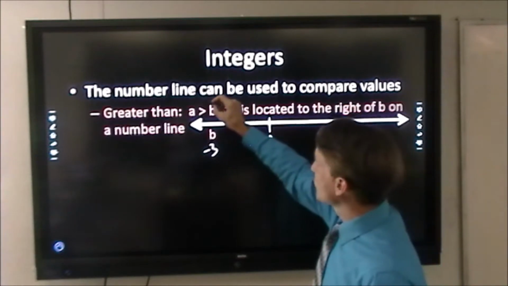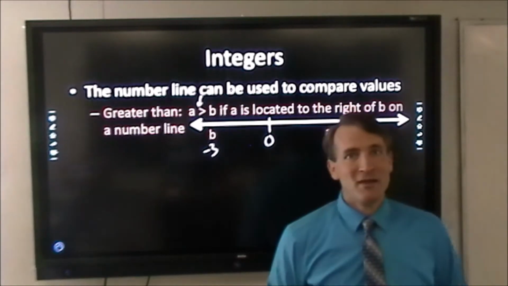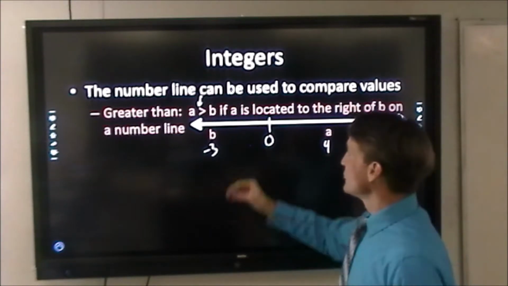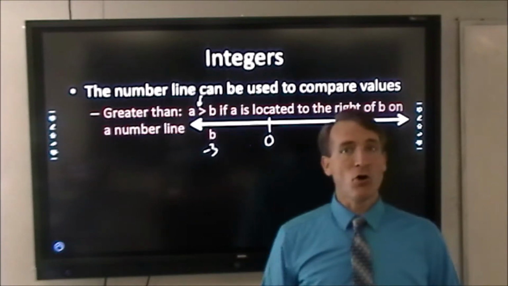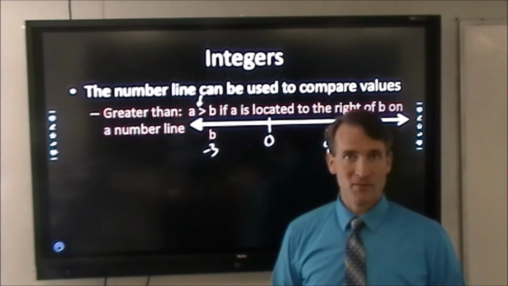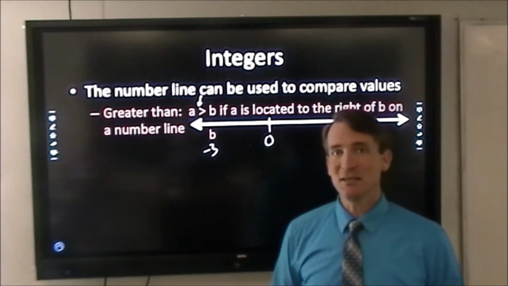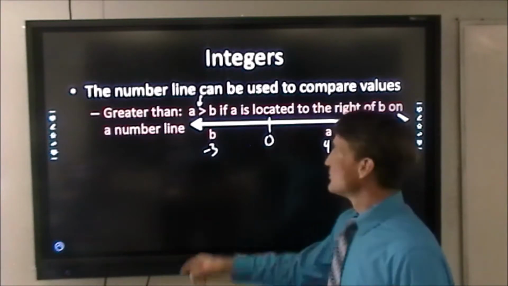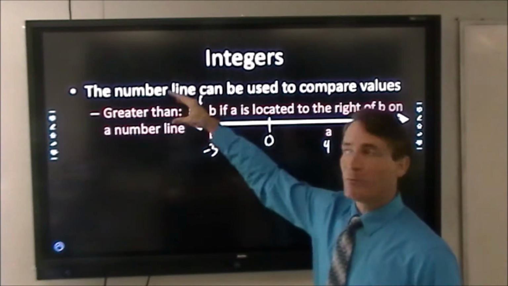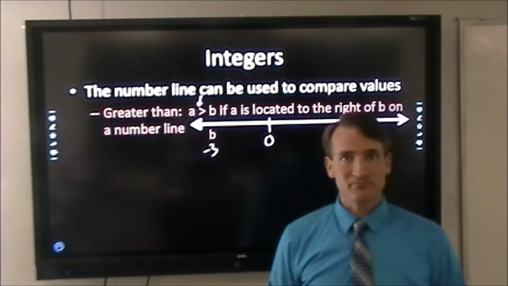This sign is the greater than sign. For many people, it's easier to remember that there's an alligator, and the alligator always opens its mouth toward the largest value. He wants as much as he can get in his mouth. And so A is greater than B, and the alligator's mouth is open toward A.